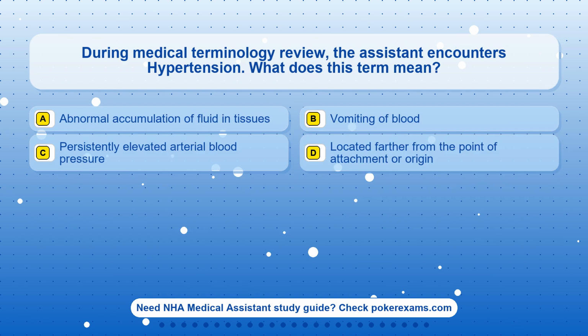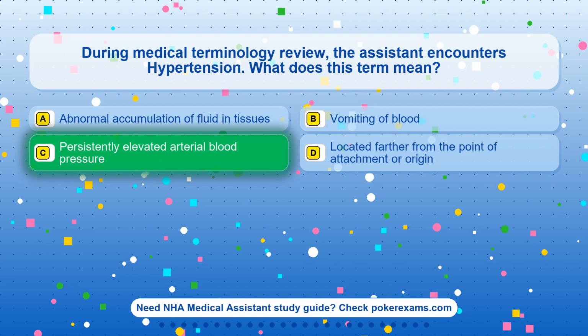Question 23. During medical terminology review, the assistant encounters hypertension. What does this term mean? Option A. Abnormal accumulation of fluid in tissues. Option B. Vomiting of blood. Option C. Persistently elevated arterial blood pressure. Option D. Located farther from the point of attachment or origin.